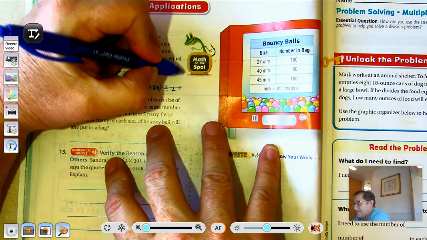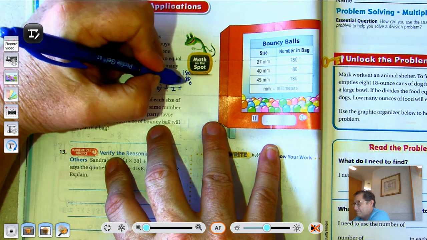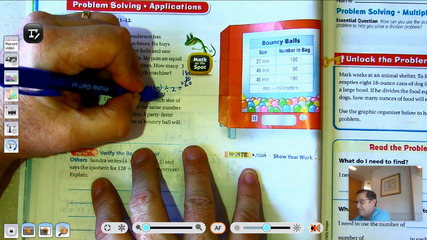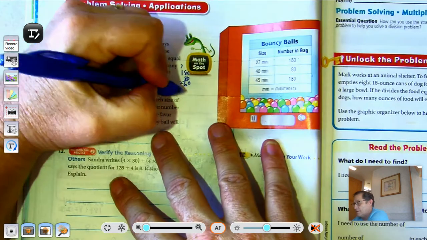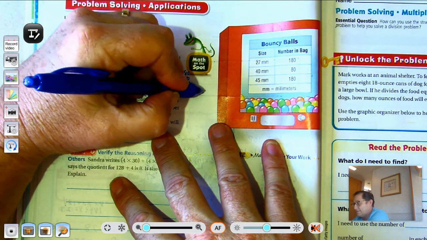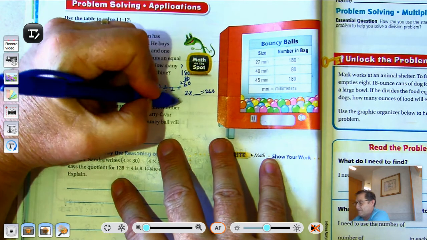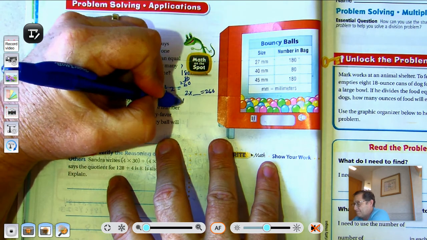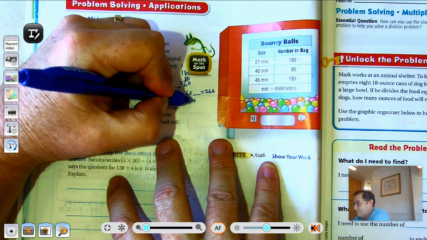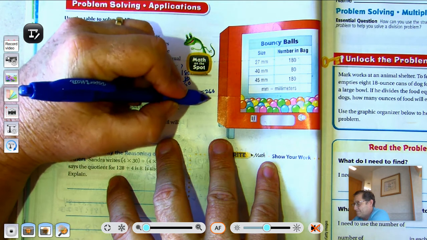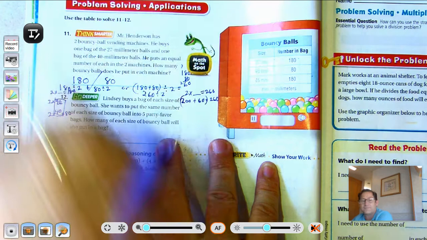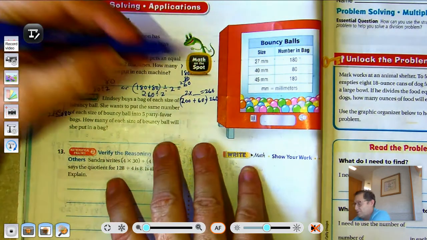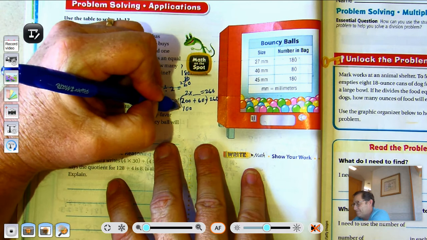180 plus 80 would be 260 divided by 2. 2 times what is 260? Well, 2 times 100 is 200, right? So let's take away 200 plus 60. 200 plus 60 is 260. 2 times what is 200? 100.